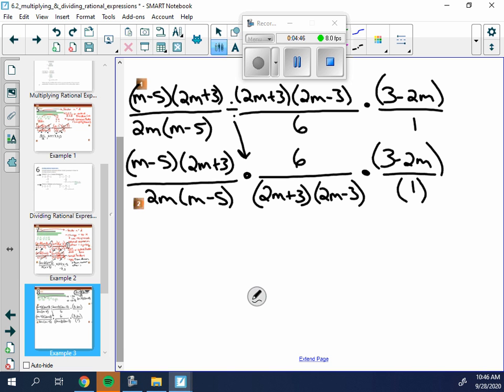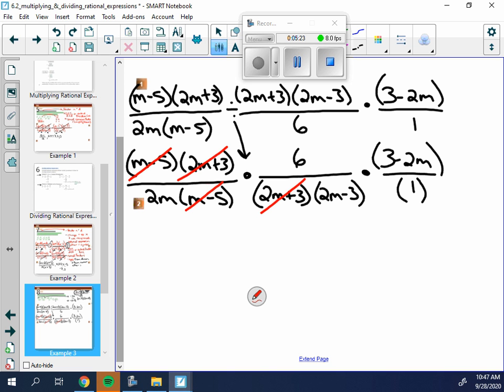Okay, now I can start canceling stuff. I can cancel 2m plus 3 with 2m plus 3. I can cancel m minus 5 with m minus 5. Can I cancel my other set of brackets? I can, but what am I left with? A negative 1. Now here's why. Plus 2m with a minus 3. This is a minus 2m with a plus 3. So they have the exact opposite signs for all their terms, so it can cancel and be a negative 1.